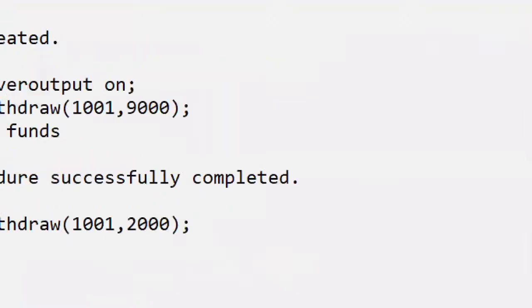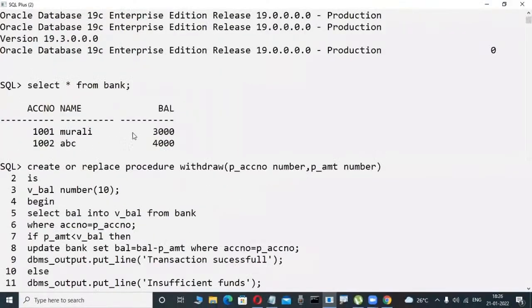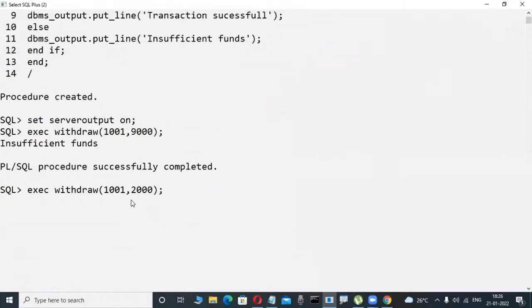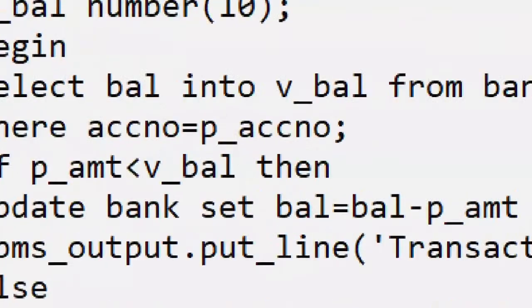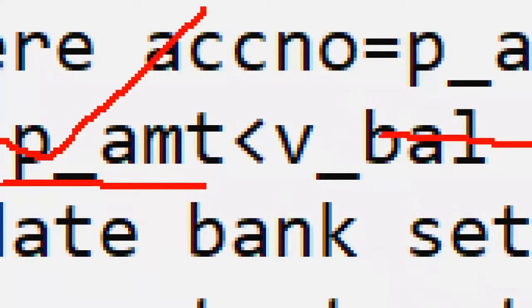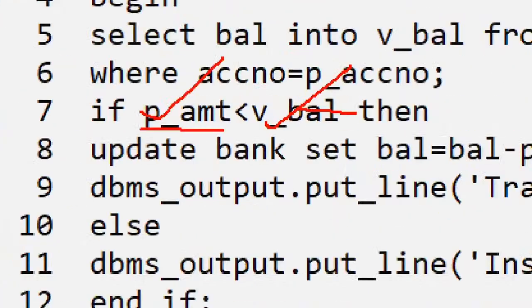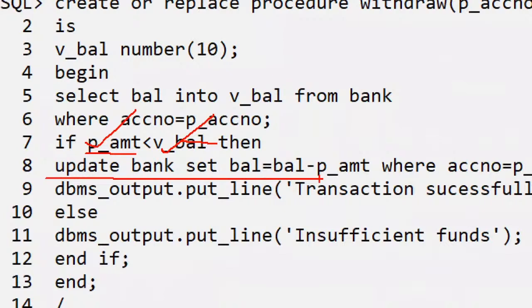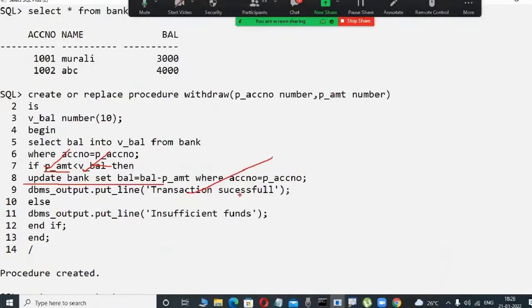Why? Because here my balance is 3,000, but I try to withdraw 2,000, which is only possible when the passed amount, that is 2,000, is less than the available balance, in this case 3,000. Here this 2,000 is less than 3,000. I am updating the bank table only. Bank updating is modifying that one. Just the transaction is successful. Now, is that really correct?